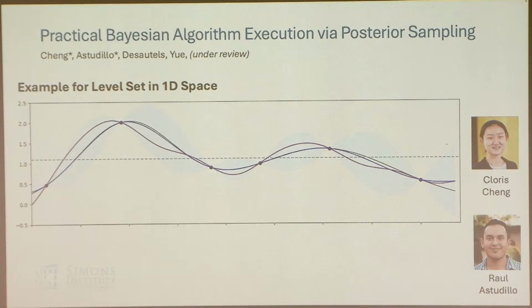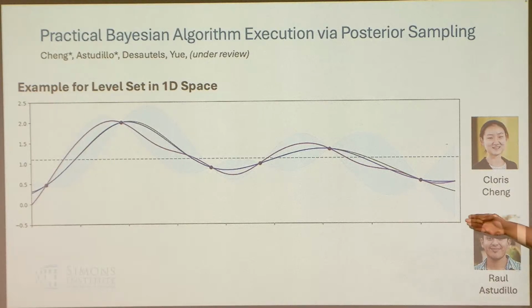This is work primarily by Cloris and Raul. Raul is in the back. He's here today. Raul is a postdoc with me, and Cloris is an undergrad. The title of the project is Practical Bayesian Algorithm Execution via Posterior Sampling. And I'll illustrate the algorithm with a picture. The picture is an application in finding a level set in a 1D design space.